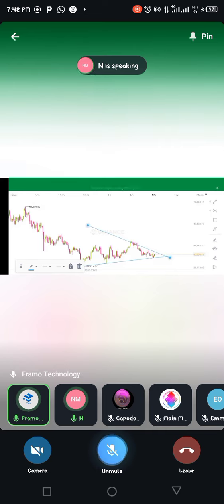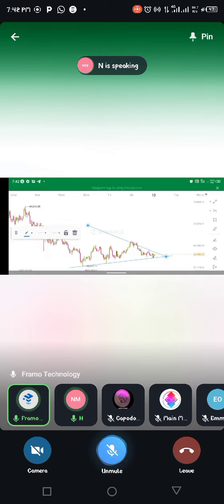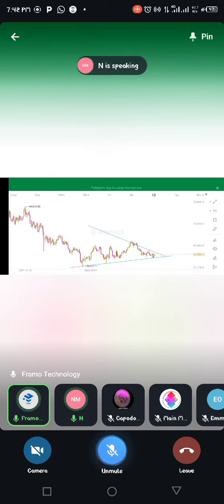Okay, so what triangle is this one? You see, we have gotten a triangle here. Please, what triangle is this one? This is what? Symmetrical what? Triangle. Yeah, symmetrical triangle. Okay.